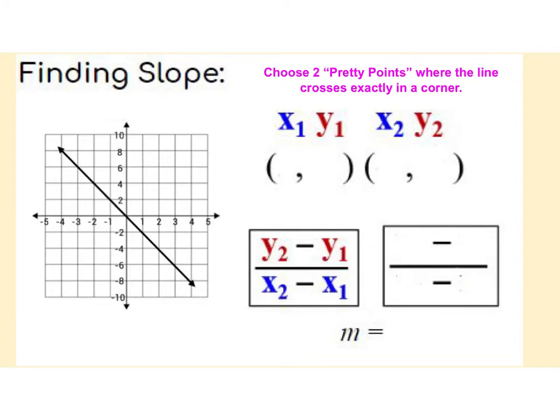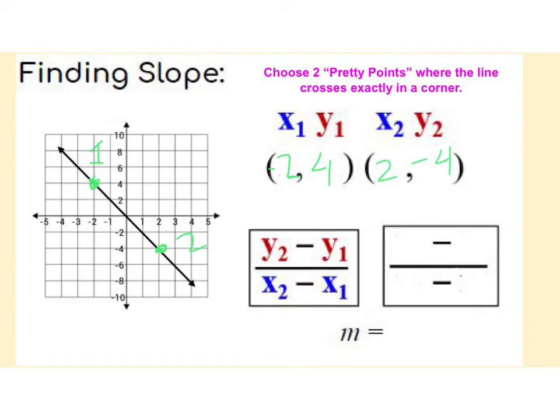Now let's look at this graph. This time again, we're going to use our slope formula first. We need to find our pretty points. On this graph for pretty points, we have a bunch of options, but we're going to use the ones I labeled 1 and 2. For x1, y1, that ordered pair is (-2, 4). And x2, y2 is (2, -4).